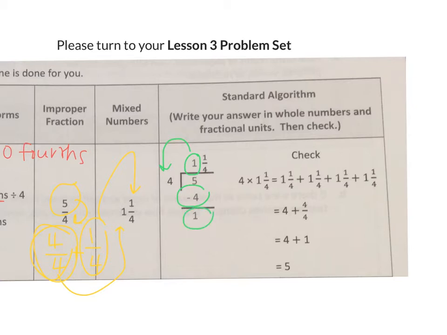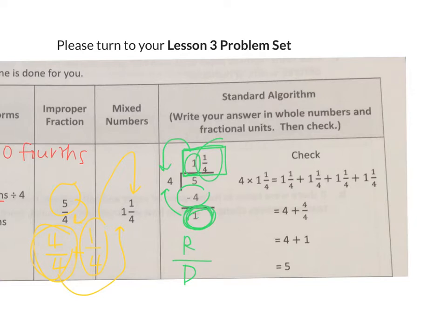If I have 1 left and I want to share it with 4 people, how many does each person get? 1/4. That's why your entire quotient is 1 1/4. Then you don't have any more remainder. Do you see how that's how you use up your remainder? Have you guys noticed that the remainder as a fraction is always the remainder over the divisor? 1/4 to get 1/4.